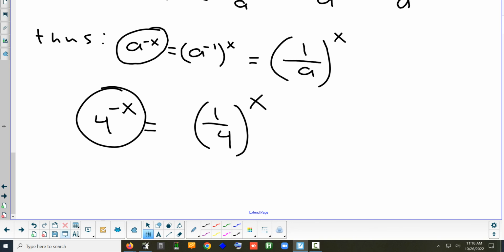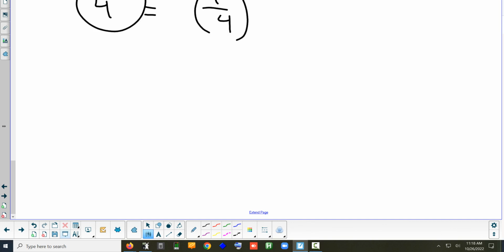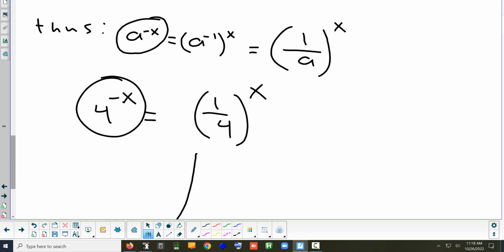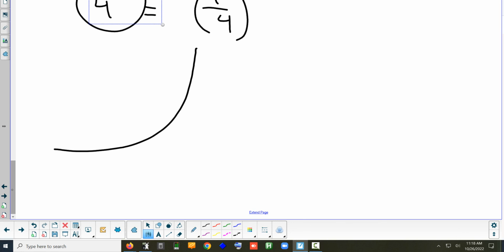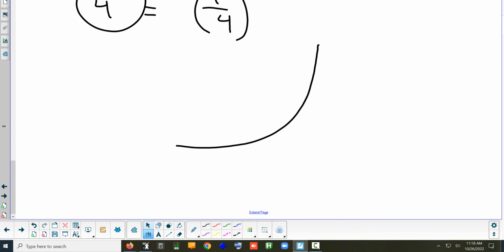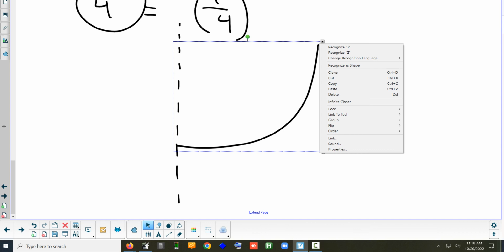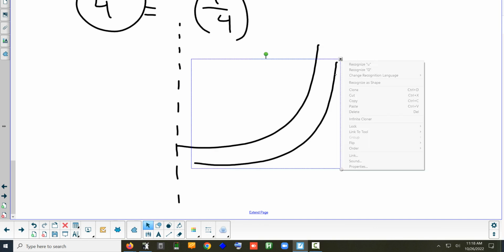The other way you could think about it graphically is an exponential growth function looks like that. If you put a negative inside the exponential function, that is a horizontal reflection. That's what the negative does. It reflects it horizontally. What it really looks like when you reflect it horizontally is this, a copy of it. And it's a horizontal reflection.